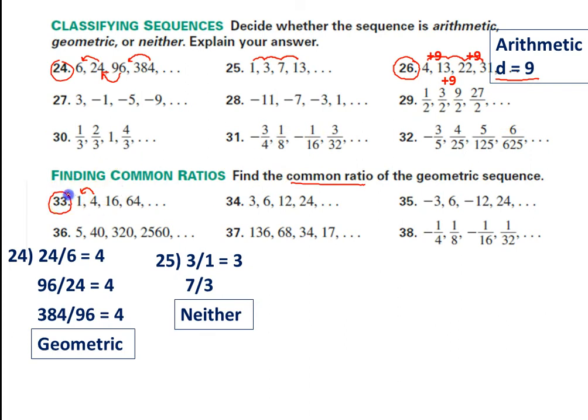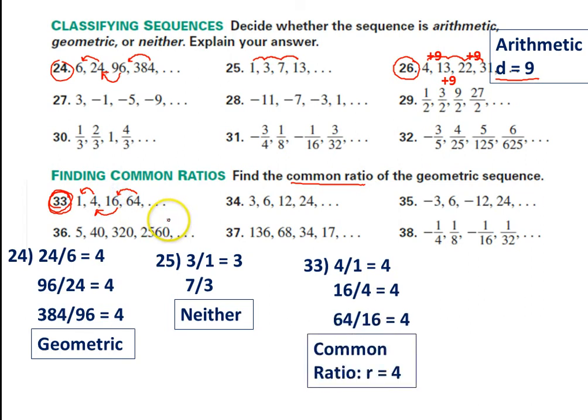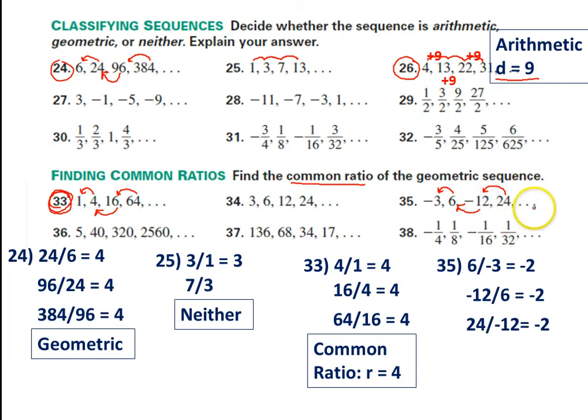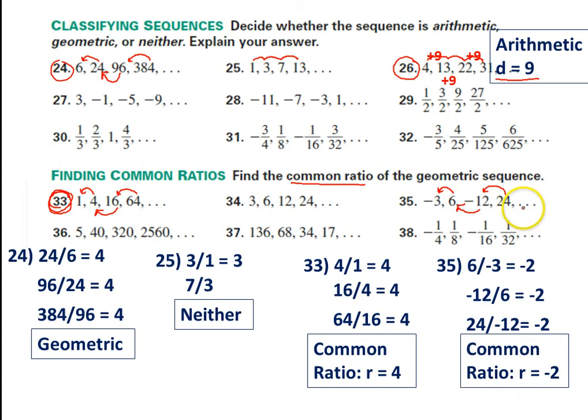Okay, let's go back now. Sorry about that. 33: find the common ratio. They tell you it's geometric and they want to know R. How do we find the ratio? Write them out. 1 to 4, that one's easy, it's just 4. 4 to 16 is also 4. 16 to 64 is also 4. So what's my R? 4. How about 35? 3 to negative 6 is negative 2. 6 to negative 12 is negative 2. Negative 12 to 24 is negative 2. So what's your ratio? Negative 2. Okay, so looking for those ratios, looking for those differences.